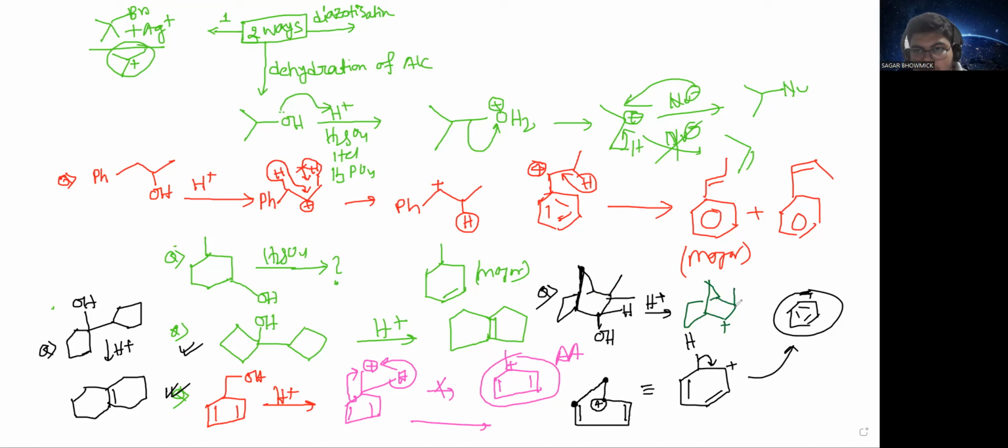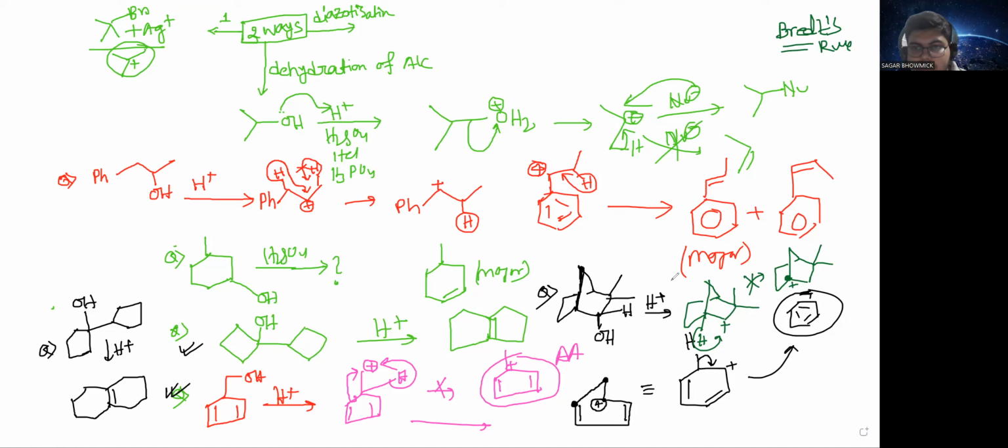Carbocation is forming, and there are two methyl groups. If a hydride shifts from here, this is a 2-degree carbocation, right? If the hydride shift occurs from here, then the carbocation we will get will be this. And you very much know bridgehead carbocations are very unstable. This bridgehead position carbocation is very unstable, as I've discussed earlier, due to Bredt's rule. So this hydride shift will not occur.